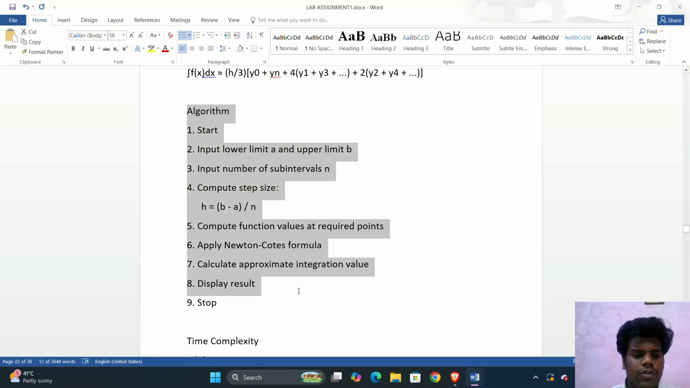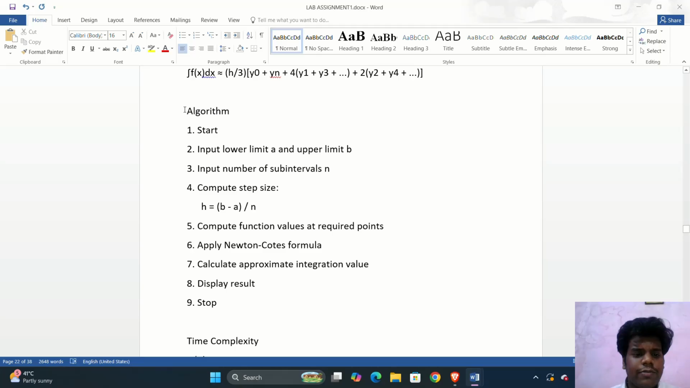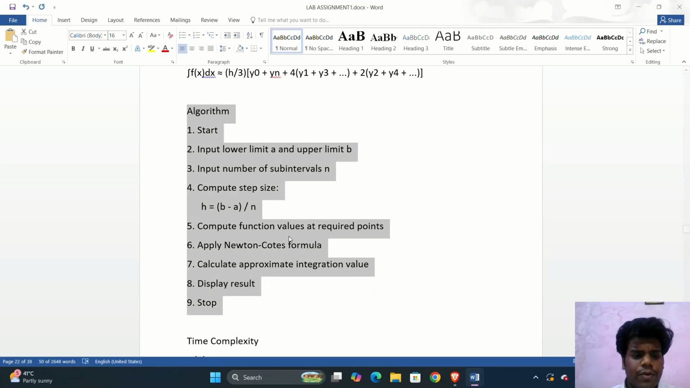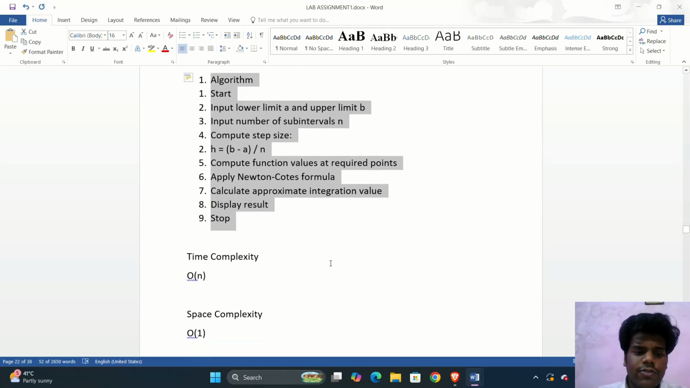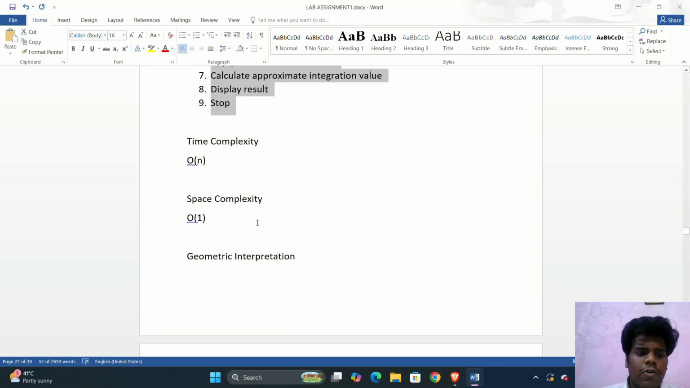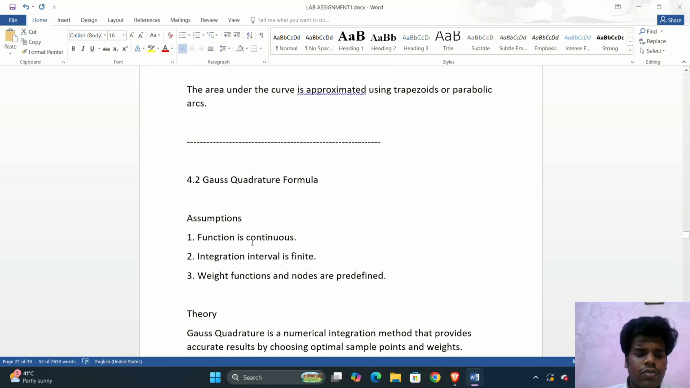Now move to the algorithm for that. We have the algorithm: start, input lower limit a and upper limit b, compute step size, compute function values at required points, apply the Newton-Cotes formula, and display the result. Time complexity O(n) and space complexity O(1).